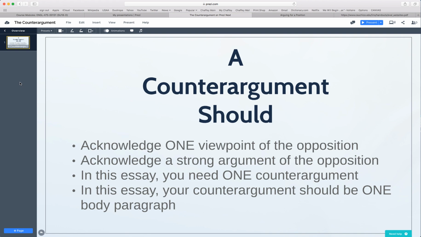So in this essay, you only need one particular counter argument, although you should know now that many essays incorporate more than one counter argument. There's a particular style of essay that you might be encountering in the next English class you take, in which you write counter arguments for every body paragraph. You know, you do point, counterpoint, point, counterpoint, that kind of thing. So in this particular essay, your counter argument should be one body paragraph.